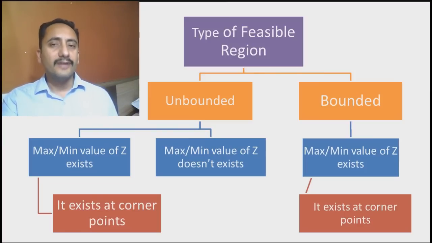So if in a given question our feasible region is unbounded, we will do the question in exactly the same way. We will find the value of the objective function at all the corner points. The only extra step which we need to do is, in the end, we need to check whether the solution exists or not. If it exists, we are sure that it will exist at one of the corner points. Now let's take up an example where the feasible region is unbounded. Here is the question.